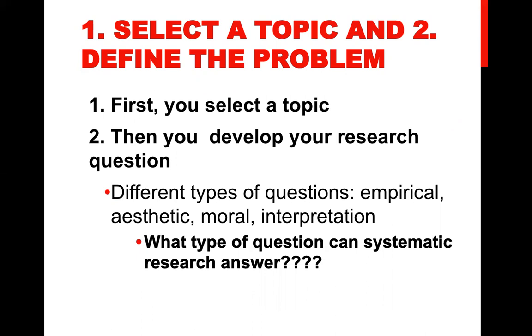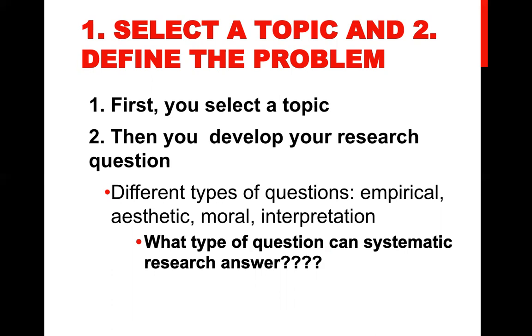Once you have a topic, you then need to develop a research question. There are four types of questions, but only one of those types is really suitable for systematic research, and that's empirical. Empirical means that this is a question that can be answered by the collection of data. It is possible for you to use empiricism to get to the capital T truth, meaning the truth is out there, that it is knowable.